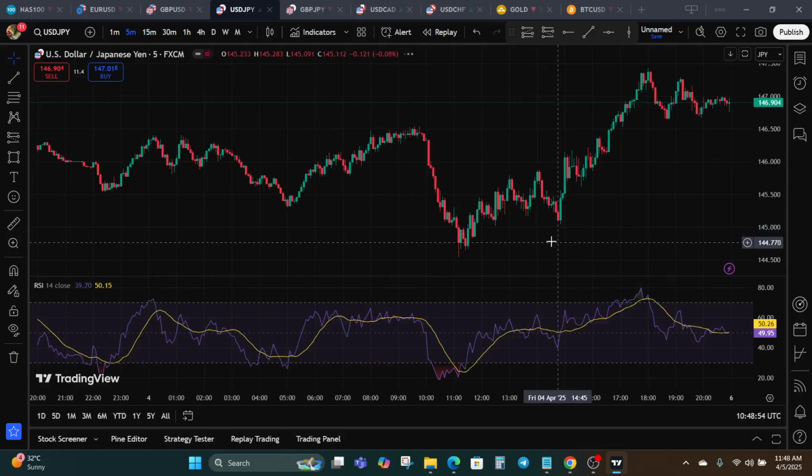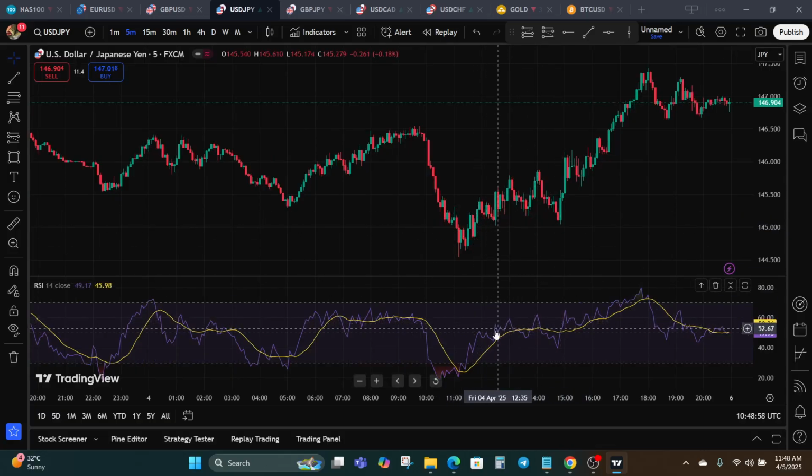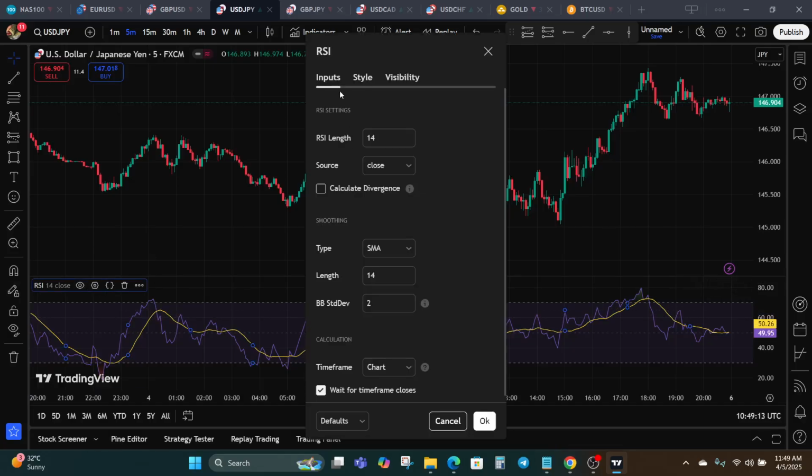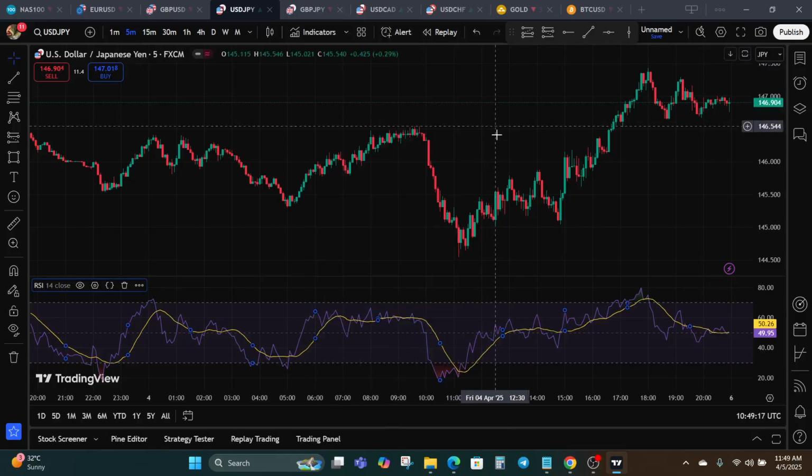All right. The default setting for the RSI is usually 14 periods, and for this strategy, we'll stick with the standard 14 periods. This setting gives you a balanced view of momentum. You can see the period is 14, the RSI length. It gives you a balanced view of momentum, making it perfect for the 5-minute chart.